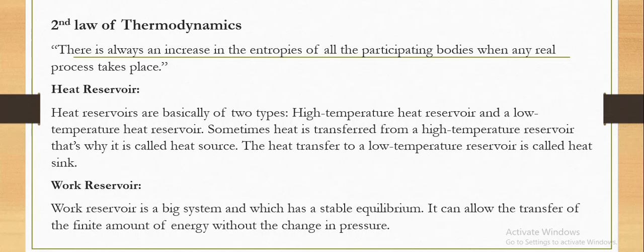The second law is basically about the thermodynamic radiation of bodies and matter, which is in its thermodynamic equilibrium at first and are separated by the walls which allow or resist the passage of matter and energy. So, the best example of second law of thermodynamics is a heat reservoir. Heat reservoirs are basically of two types, high temperature heat reservoir and a low temperature heat reservoir. Heat is transferred from a high temperature reservoir, that's why it is called heat source. The heat transferred to a low temperature reservoir is called heat sink.